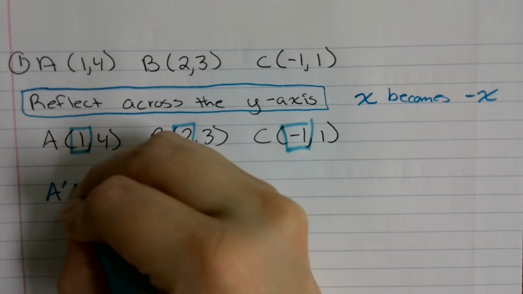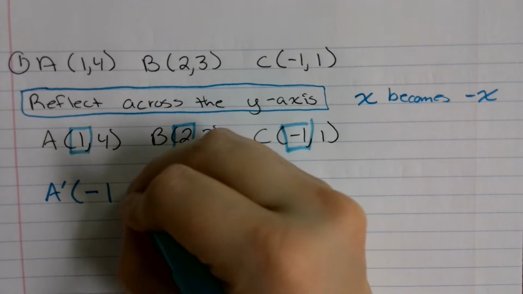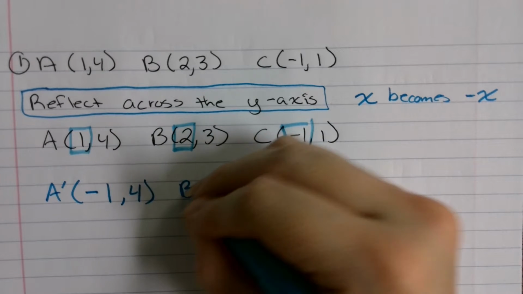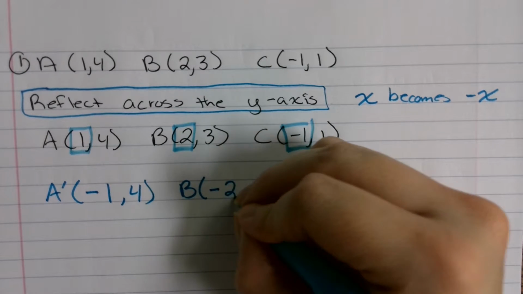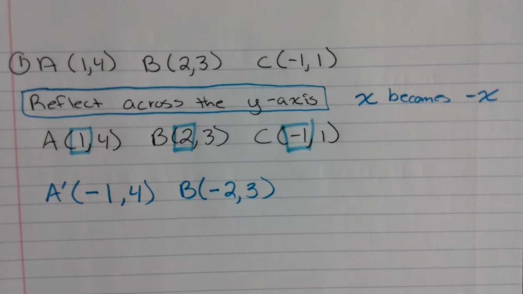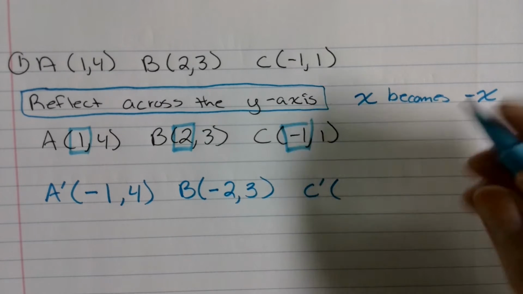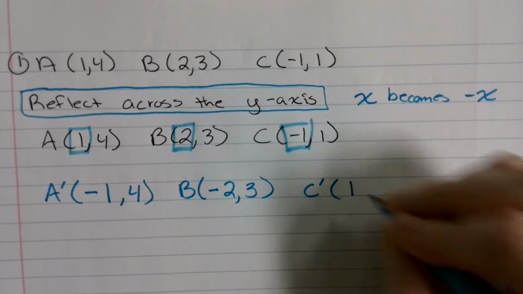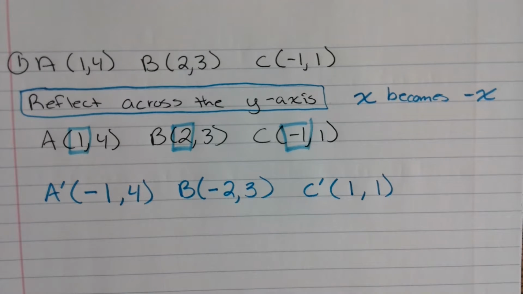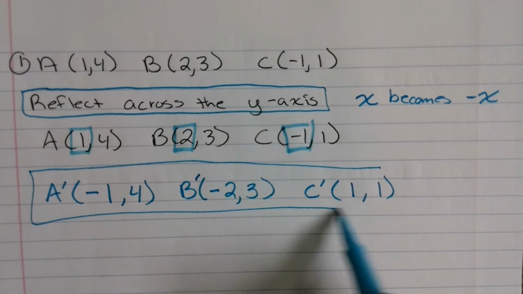So A prime now becomes the opposite of 1, which is negative 1. 4 stays the same. B prime now becomes negative 2 because it's the opposite of 2. And then the y still stays as 3. And then C prime now becomes the opposite of negative 1, which is positive 1. And then the 1 for the y still stays the same. And that becomes your new coordinates. Sorry, that should be a B prime. That becomes the new coordinates for your primed figure, your transformed figure.